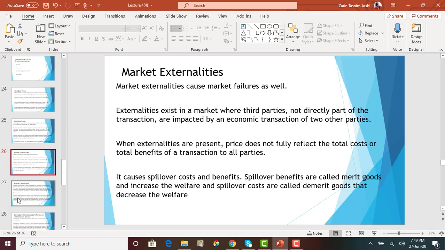Okay, if the others are affected positively, then it's called positive externality, or they're also known as merit goods. If others are affected negatively, then it is called negative externality or demerit goods, and these can cause market failures and inefficiency. Okay, because when externalities are present, prices do not reflect the total cost or total benefits. So there is a difference between price and value. The full cost or full price is not paid, which eventually causes inefficiency in the market. These are also called spillover costs and benefits. Spillover benefits are called merit goods, and spillover costs are called demerit goods, which decrease the welfare.